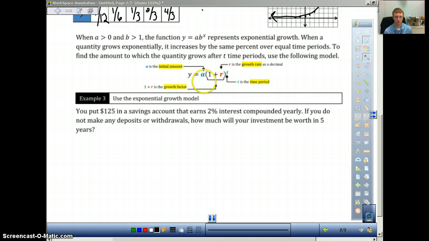It's a growth model. So a right here is going to be your initial amount. So we're going to talk a lot about money with these models, where you can see how money will grow. So a would be the initial amount. r is going to be the growth rate. Usually that's given as a percentage, and we will change that percentage to a decimal. And t is going to be the number of years. Okay? We consider the entire 1 plus r, that is considered the growth factor. You usually won't be given the growth factor, but it's good to know what that is.